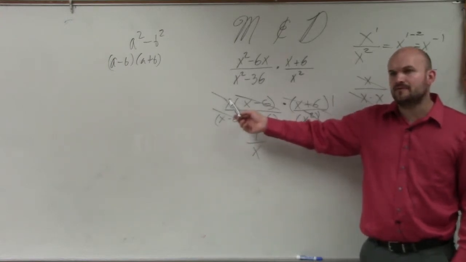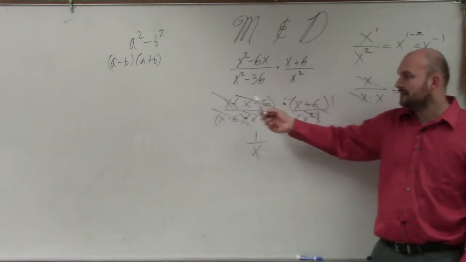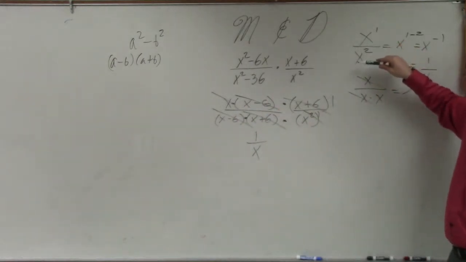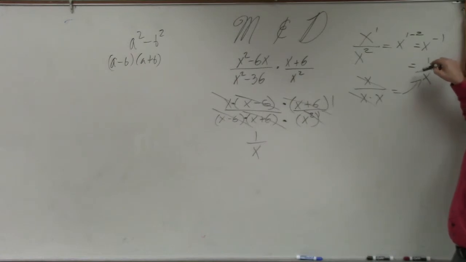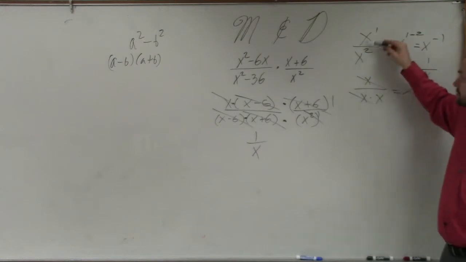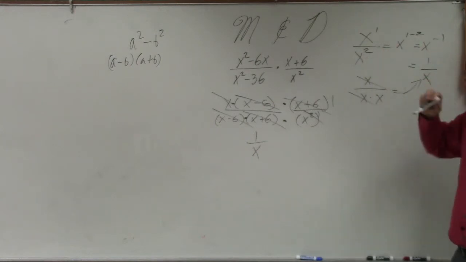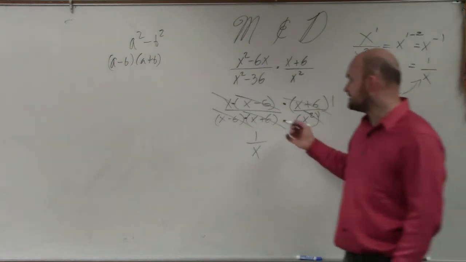I have an x that cancels out with the x squared, and only one x. It doesn't cancel it out. X divided by x squared is 1 over x. So that means x is going to be left on the denominator. Okay? X over x squared is 1 over x. So therefore, x remains in the denominator.